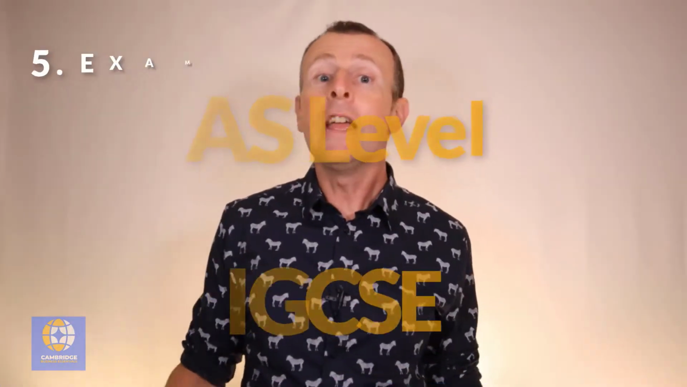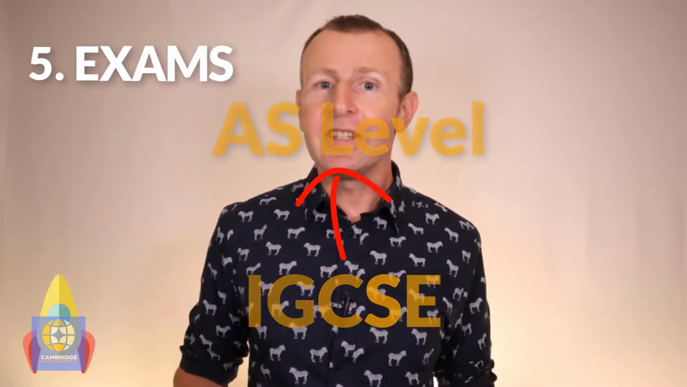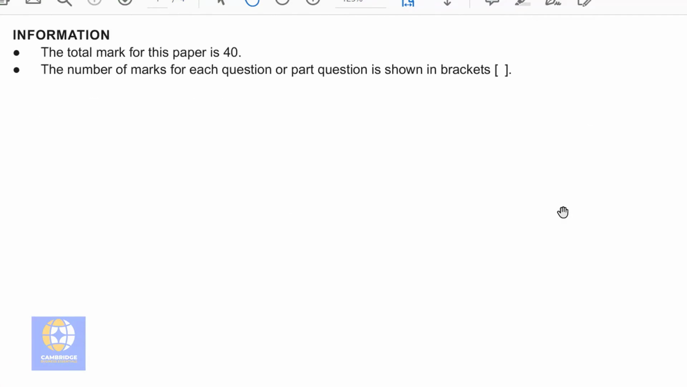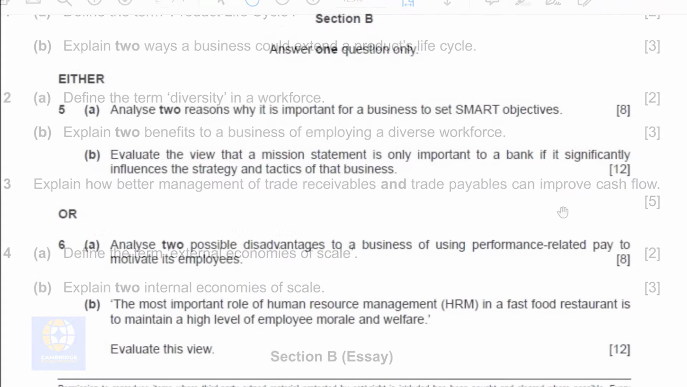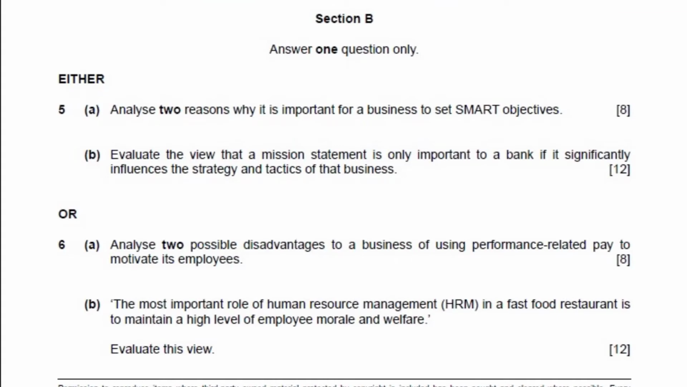Exams. Unlike IGCSE, where both papers are equal length and are worth 50% each of your final grade, at AS level paper 1 is 40% and 1 hour and 15 minutes long, whereas paper 2 is 60% and an hour and 30 minutes long. In paper 2 you must complete all questions, but in paper 1 you have a choice. So you need to be tactical in your decision making over which question you're going to answer.